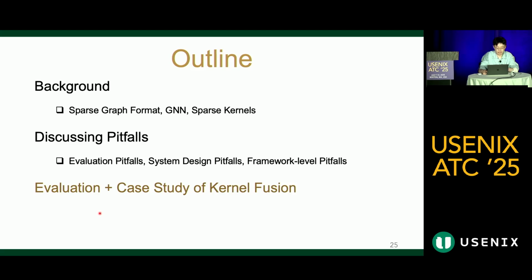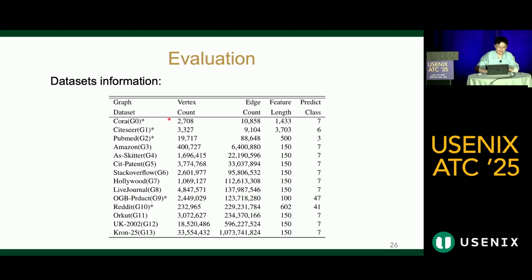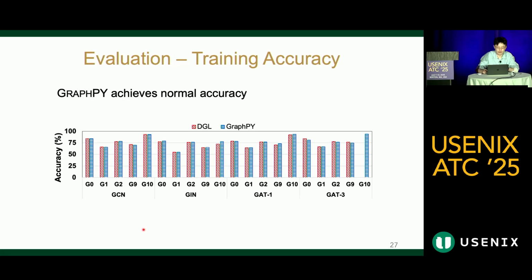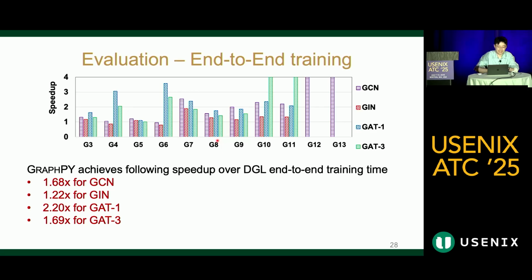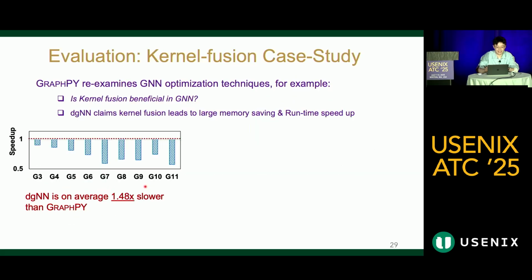Now let's talk about the evaluations. Here is the dataset information. We use G0 to G13 to represent the different datasets. First, we show that our solution GraphPy achieves similar accuracy to DGL. Then we show that our solution achieves significant performance speedup over DGL across different models and different datasets.